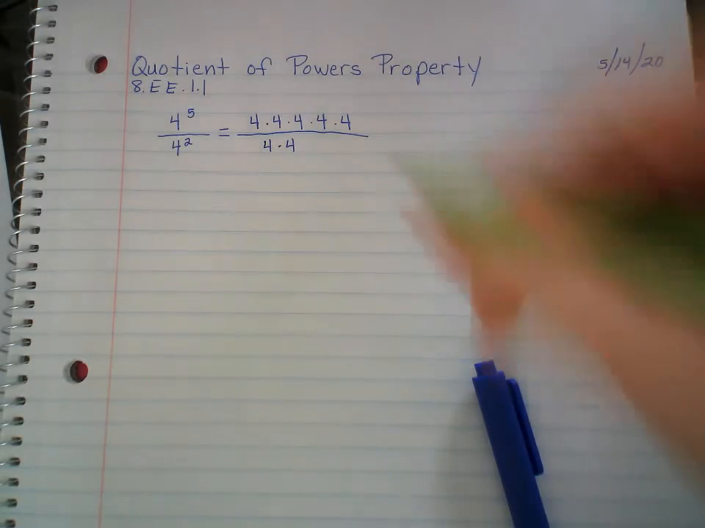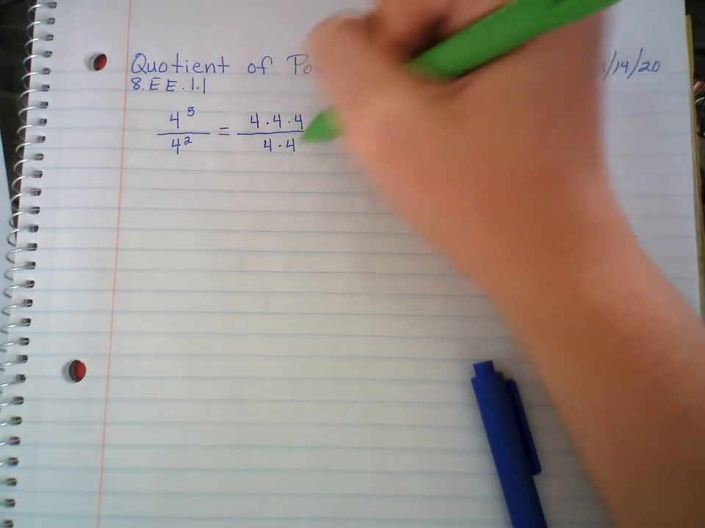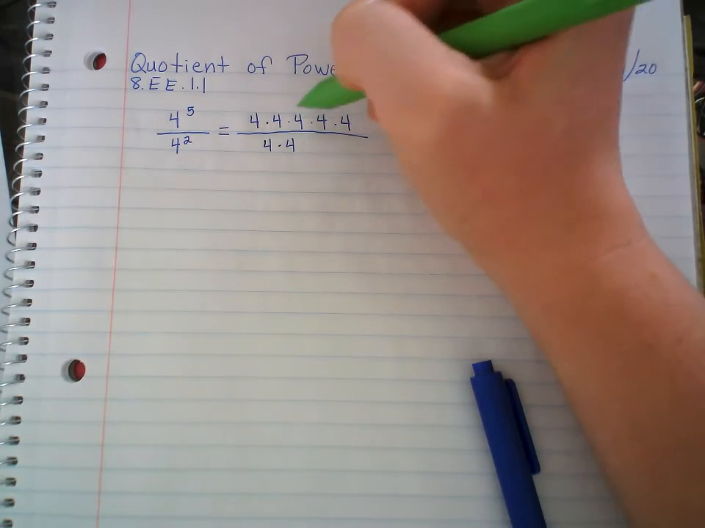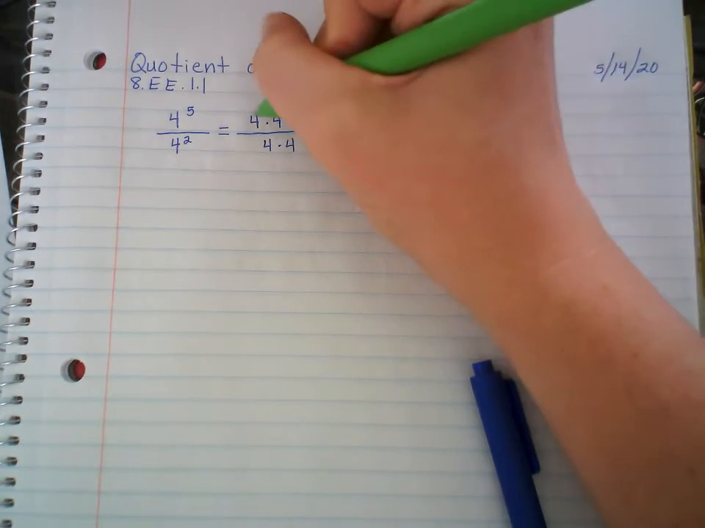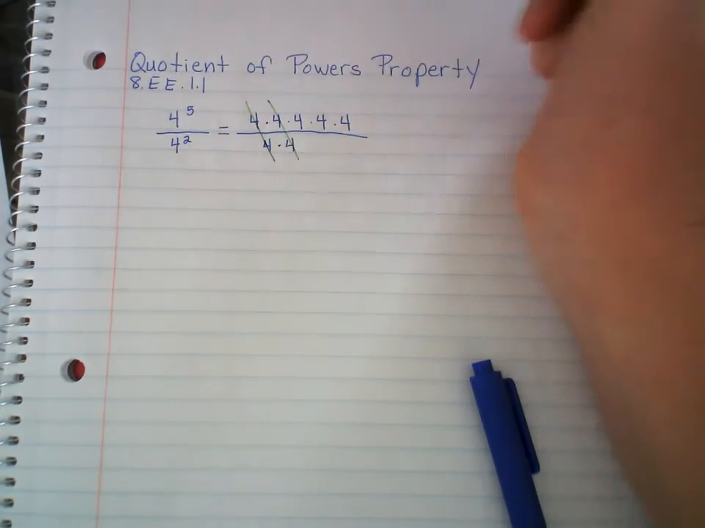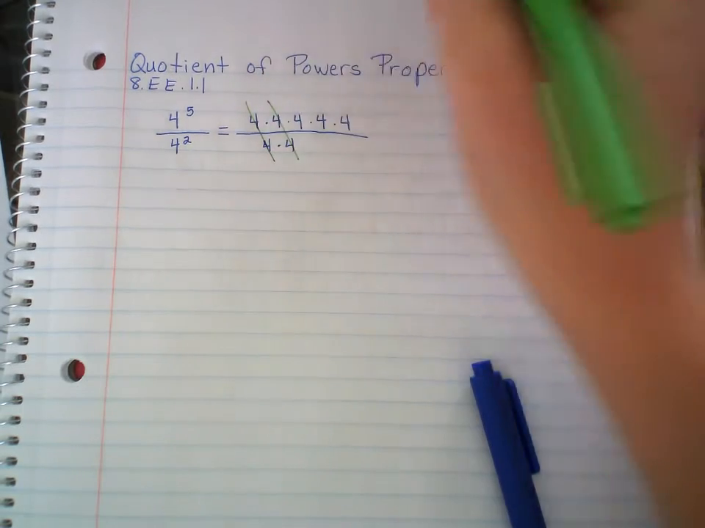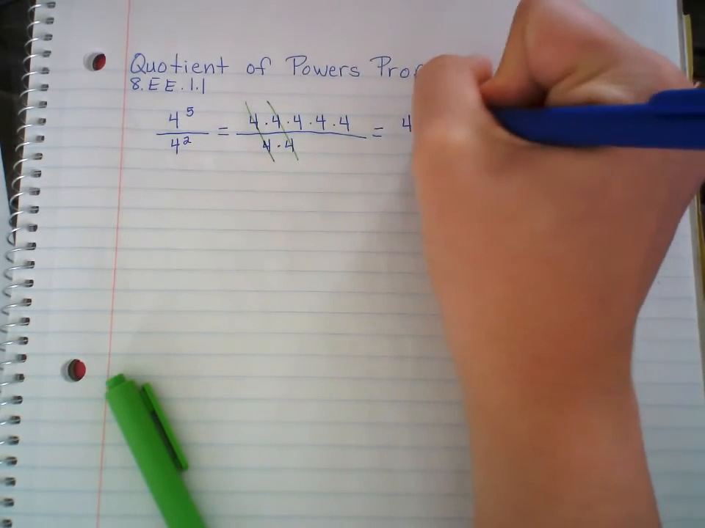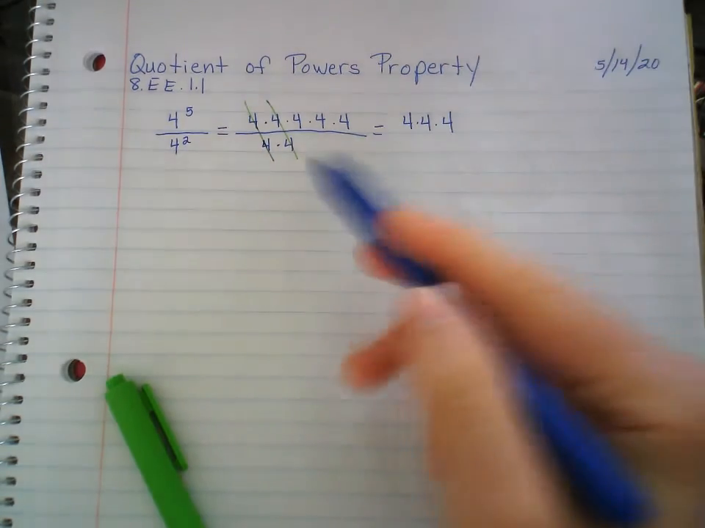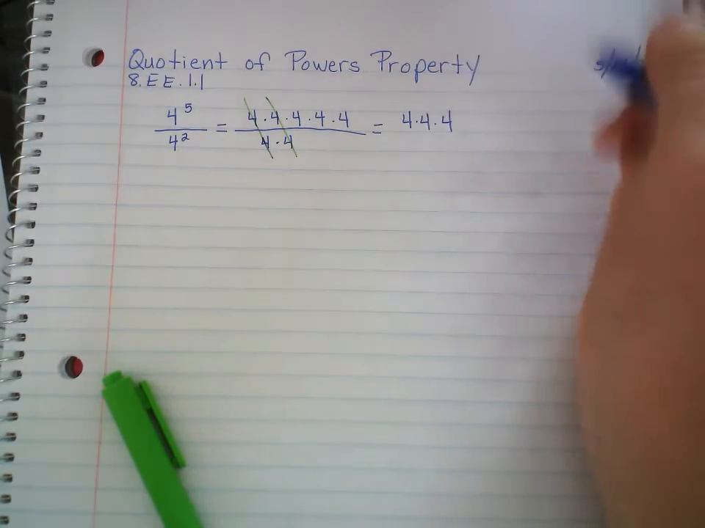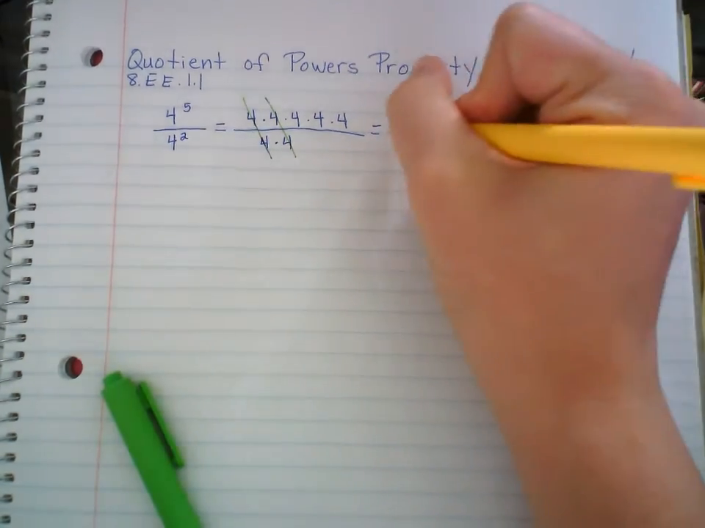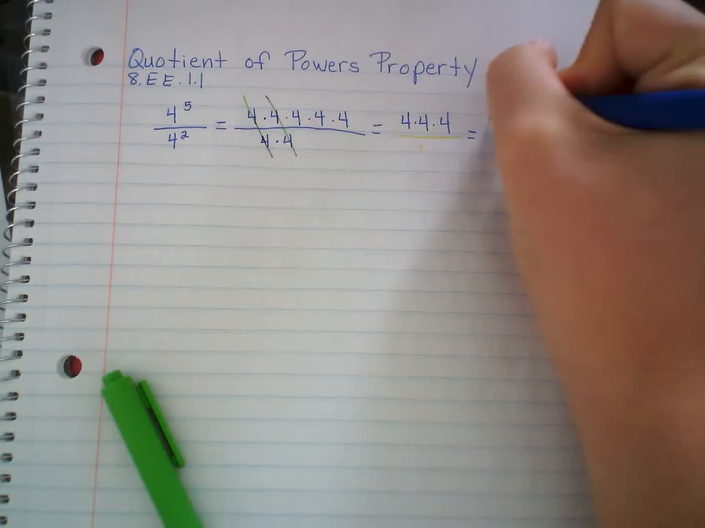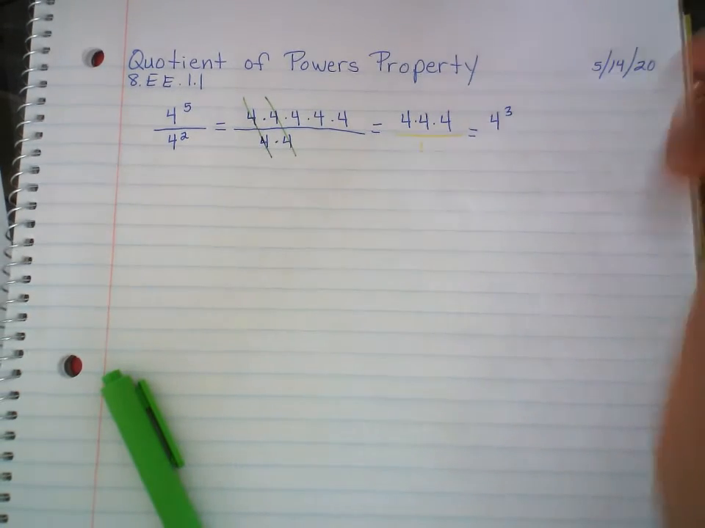Okay, so we know that when they're being multiplied in the numerator, being multiplied in the denominator, and the fraction means divide, you can just cancel out if they're the same number in the numerator and the denominator. So that leaves us with just 4 times 4 times 4 in the numerator. There's just a 1 in the denominator. You don't even need to write that. Everything's over an invisible 1. So this is the same as 4 times itself 3 times, so 4 to the 3rd.